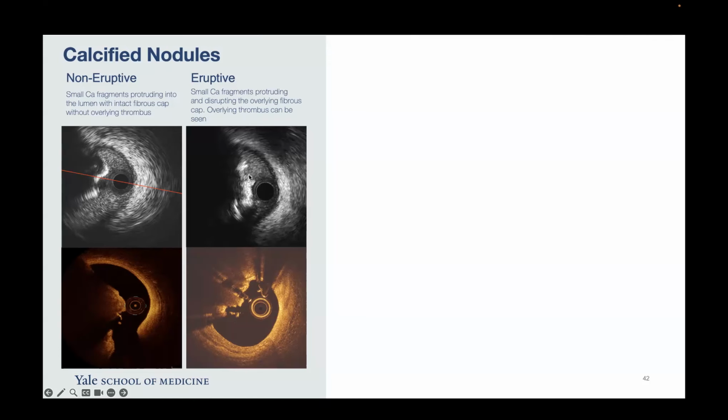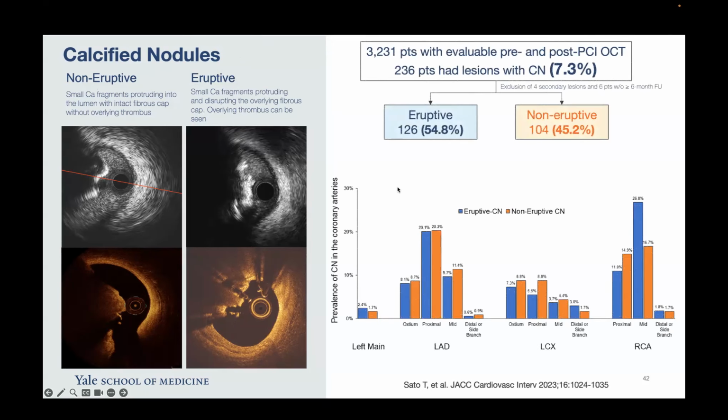Or we have this very irregular surface, better appreciated here on the OCT image. So this is what we call eruptive calcification. Usually we may have overlying thrombus in these eruptive calcifications, and very rarely we have thrombus attached to the surface of this non-eruptive calcification. And this is the reference that I was referring to, that Dr. Fowl just sent me.